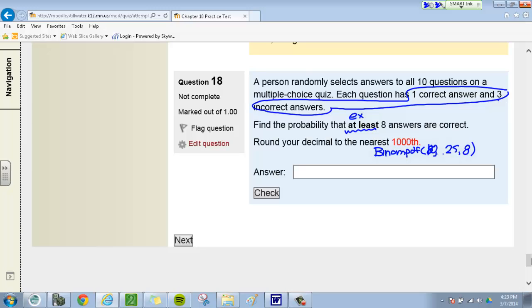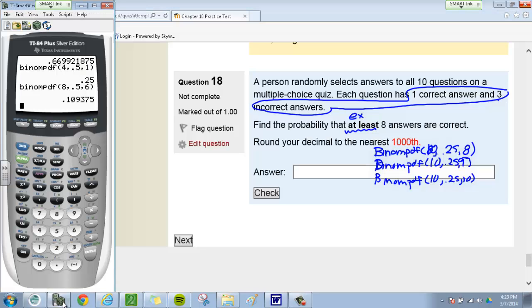We need at least 8, so we need not only the 8 here that we have, but we need it to be added to binomPDF of 10, comma 0.25 and 9, because 9 is also okay. You can still get 9. That's alright too. And we also need binomPDF of 10, comma 0.25, comma 10, because it's okay for you to get all 10 right as well. So it's like we have to put this in 3 times. Let's see. Gosh, I wonder if there's an easier way to do this.